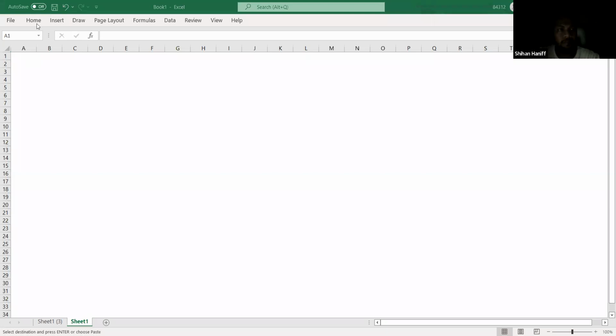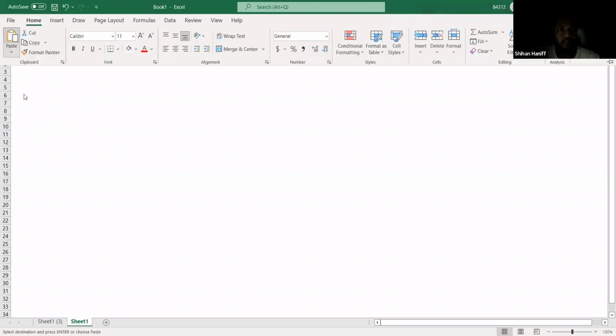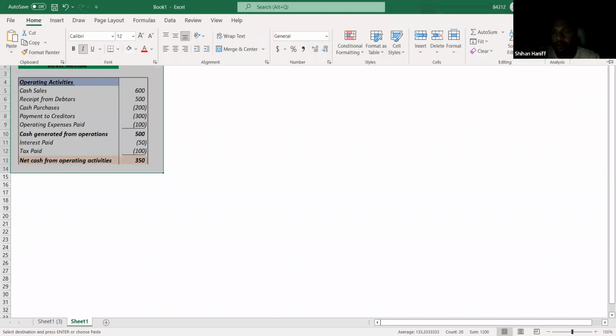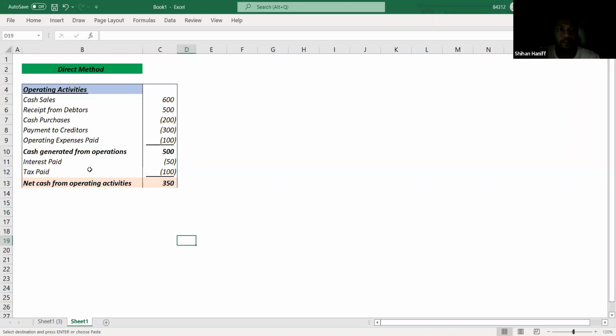Direct method. Right, so this is the format of a direct method cash flow statement, operating activities. The only difference is in the operating activities. Okay.